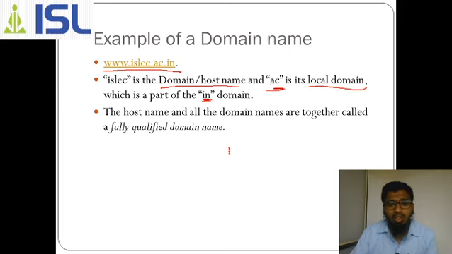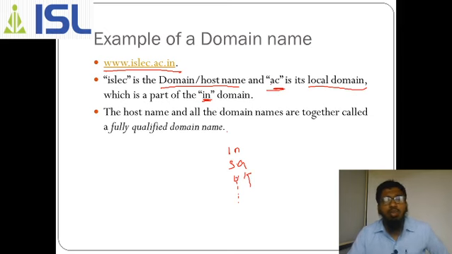If you go to Saudi, then you will find SA. If you go to UK, then you will find UK at the end. So this is the domain: .in, .sa, .uk. So ac.in, this AC is especially given for education websites. The host name and all the domain name together are called the fully qualified domain.